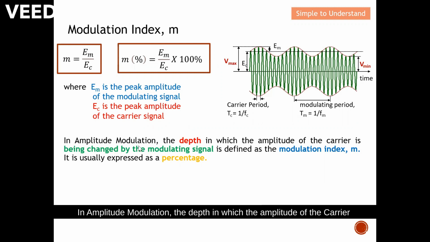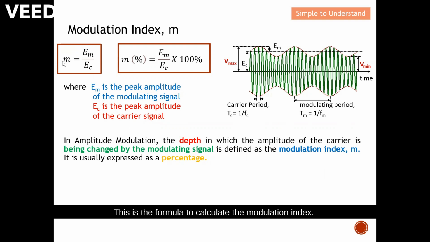Let's define what the modulation index is. In amplitude modulation, the depth to which the amplitude of the carrier is changed by the modulating signal is defined as the modulation index M. And typically, it is expressed as a percentage.